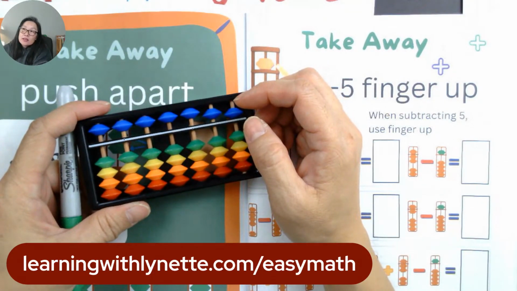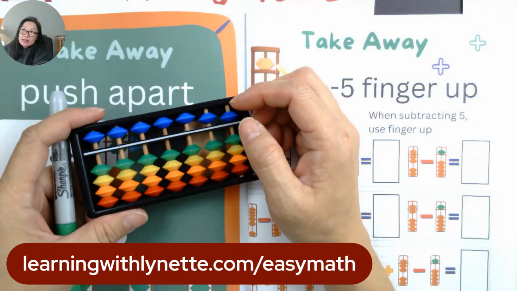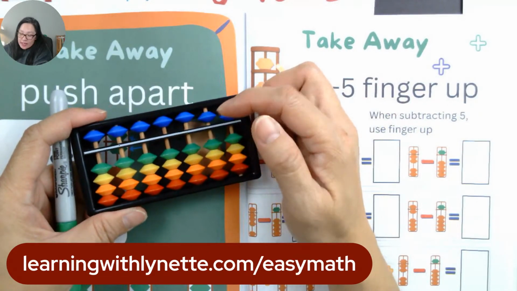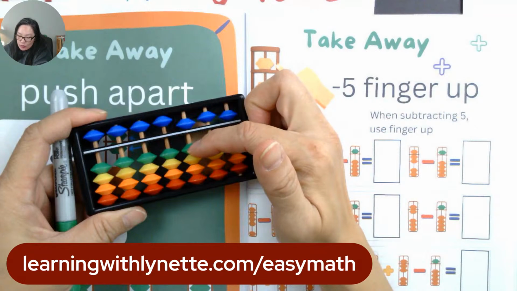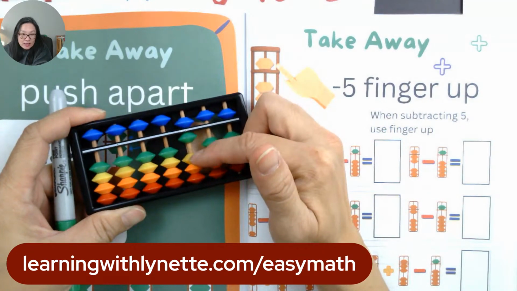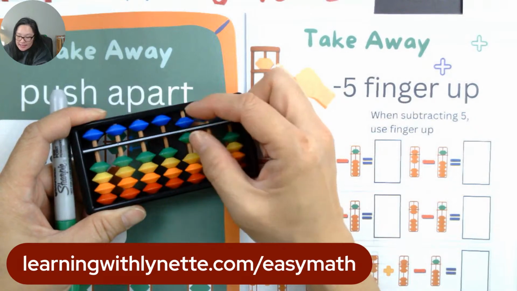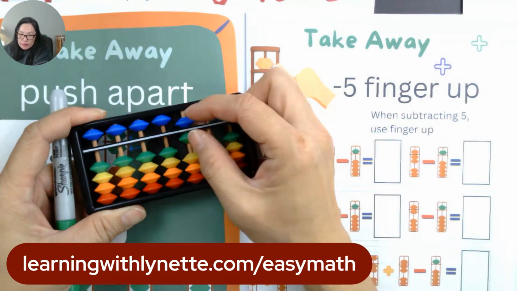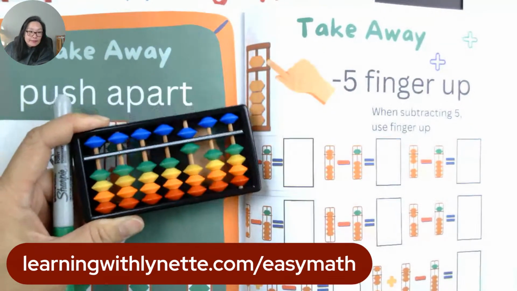Why is it helpful? Because the kids see that we're removing it. So when we minus the 1, take away the 1, add the 1, take away 1, add the 1, take away 1, they can see that we're actually taking the quantity away.